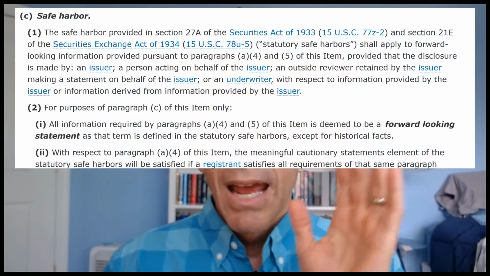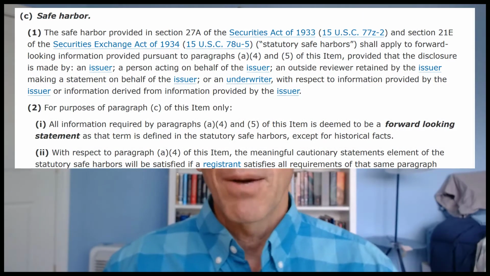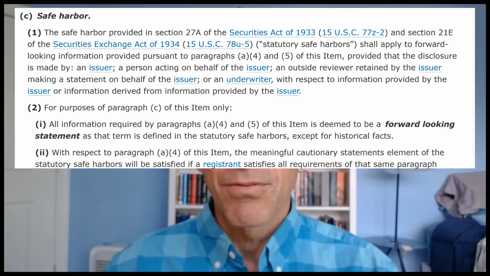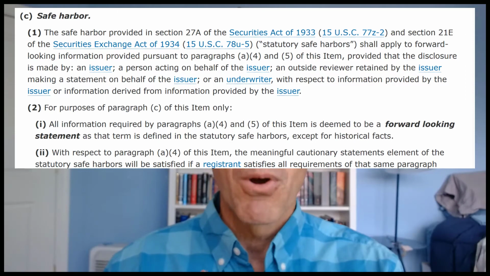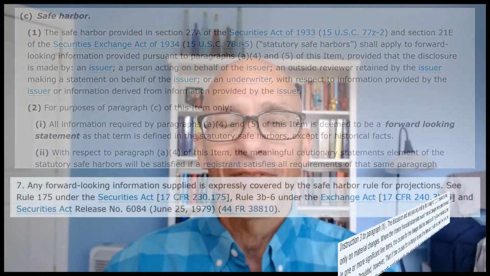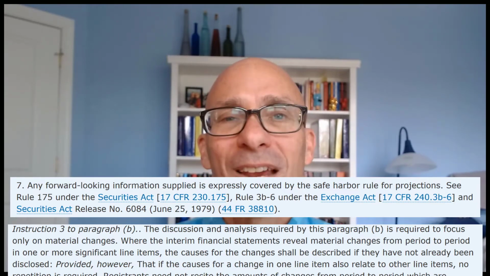And this includes updating, of course, your known trends and uncertainties as they shift. Safe harbors: Item 303(c) and several places in the Item 303 instructions mention that any forward-looking information in the MD&A is covered by the safe harbor rules for forward-looking information for projections. So the SEC is trying to reassure you that bad things won't happen if you provide forward-looking information. They're trying to draw that out of you. But of course, bad things can still happen despite those safe harbors.